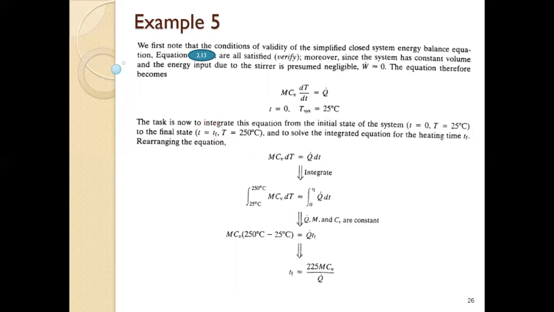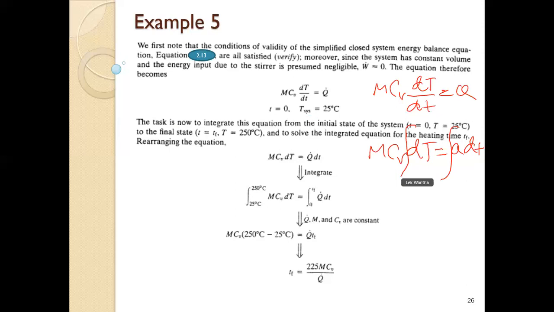For this case, you know m Cv dT/dt equals Q. You can also write m Cv dT equals Q dt. With m Cv constant, integrate the temperature from 25 Celsius to 250 Celsius, and time from 0 to t.